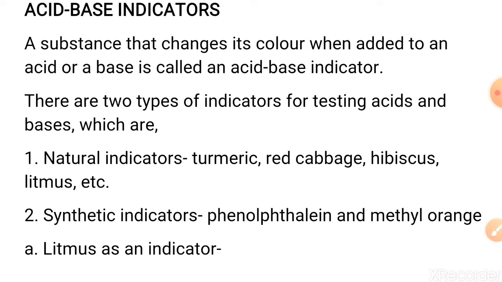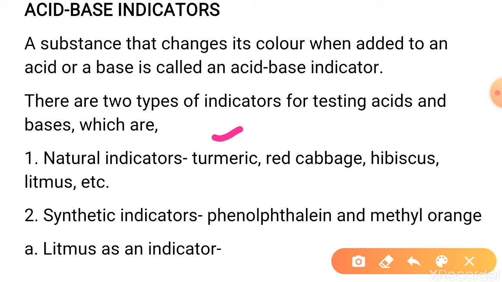Now one by one we will find out how these indicators help us to find which one is acid or which one is base. First, we will start from the natural indicators. Here, first one is turmeric.